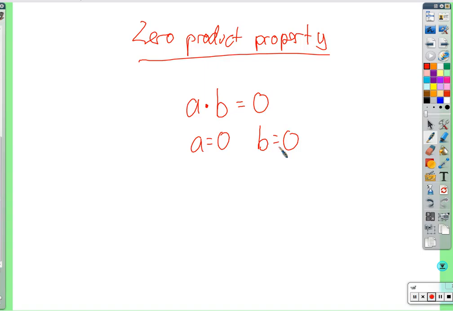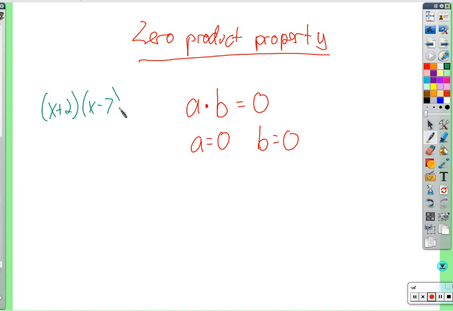and if A isn't zero, then what do we know for sure? B is definitely zero. And if A and B both are not zero, then this is impossible. You couldn't possibly multiply numbers together and get zero unless one of them was zero. That's the zero product property.